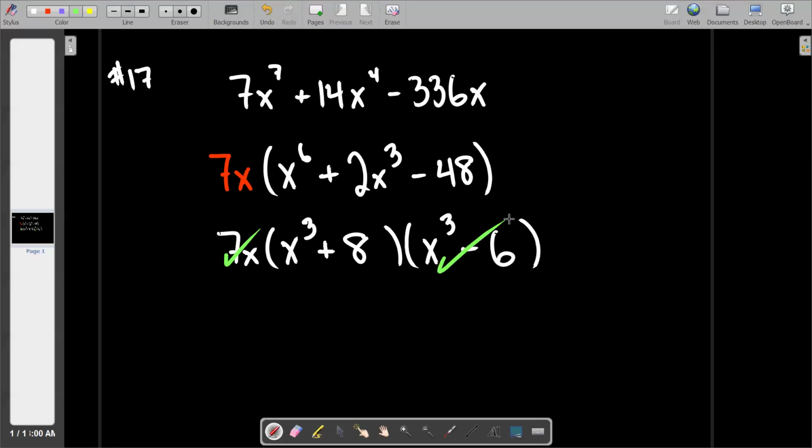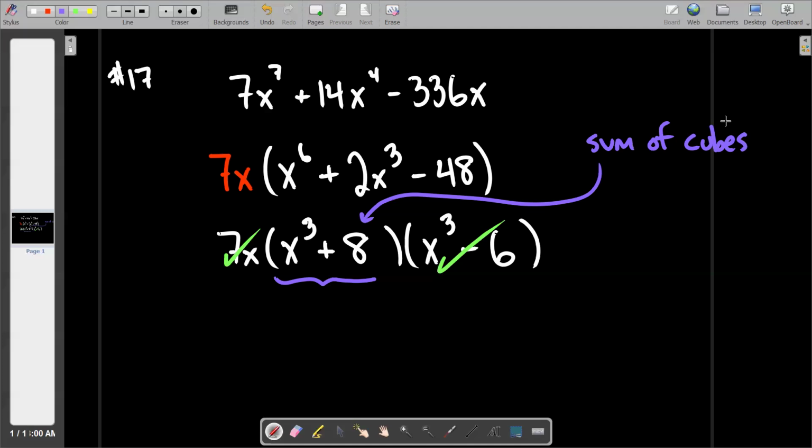X cubed minus 6 is trying to be a wannabe difference of cubes, but the 6 ruins it because 6 is not a cube. However, x cubed plus 8 is a, what do we call that? Say it. It is a sum of cubes. And so we recognize that x cubed is a cube and 8 is a cube because it's 2 cubed. And remember that with cubes, you can do plus or minus. Squares are feisty. You have to have a minus to do squares, but cubes go both ways. So I recognize that. And now I know I've got a brand new little problem on my hands.